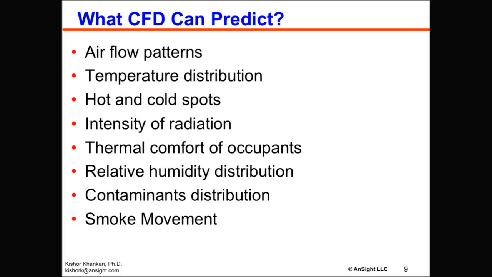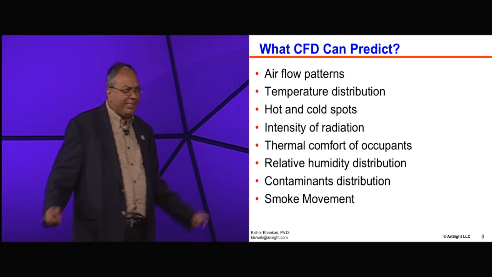Okay? So computational fluid dynamics helps you to visualize airflow patterns. It helps you to visualize where the hot spots and cold spots are in the space. It helps you to understand how people will feel in that space, whether they are too hot or too cold. You can predict the RH. You can predict the contaminants like CO2, CO in some cases in parking garages, and finally the smoke movement in the space.